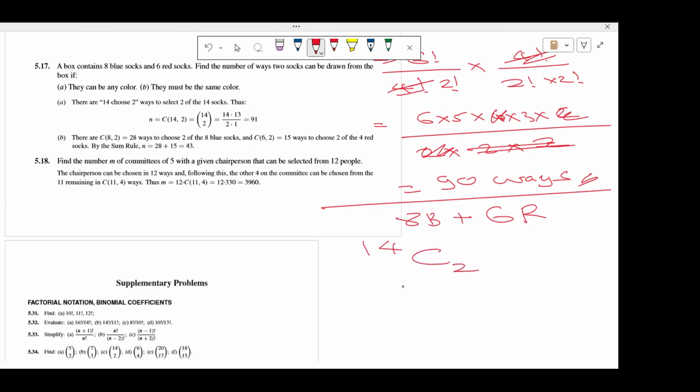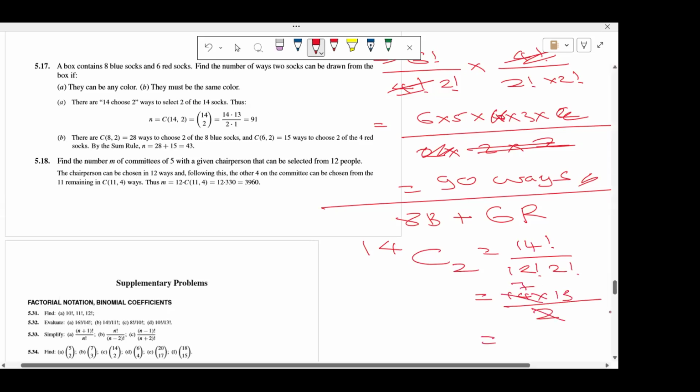14C2 is the answer, right? 14C2 means 14 factorial over 12 factorial into 2 factorial. So 14 into 13 over 2 factorial; the 12 factorial cancels, and we can cut down 2 factorial 2, so here we get 7. So 7 into 13, 91 ways we can generate the combination.